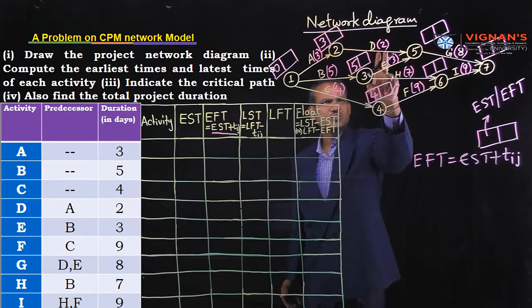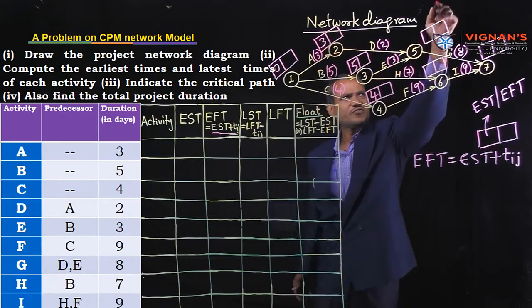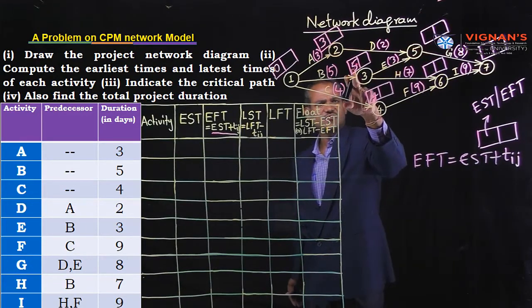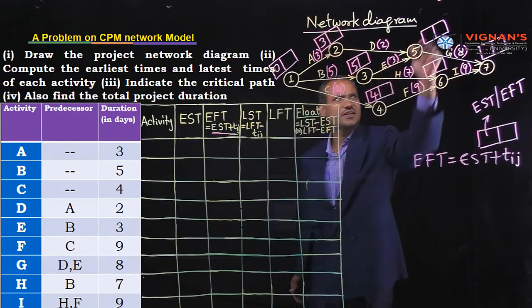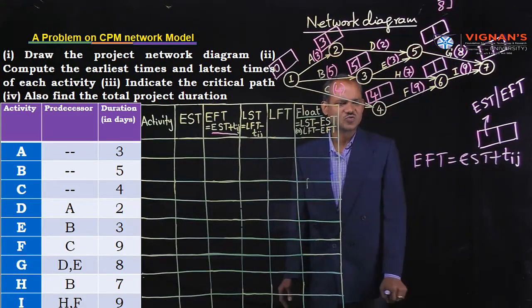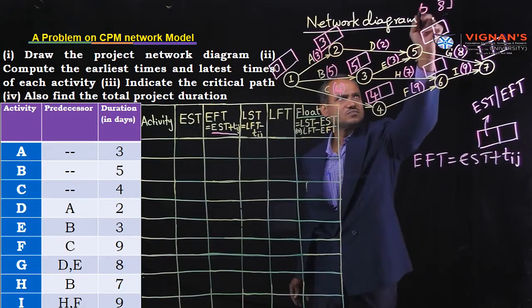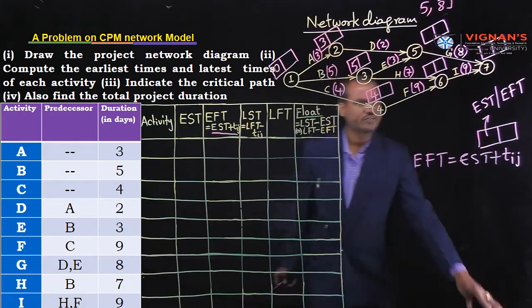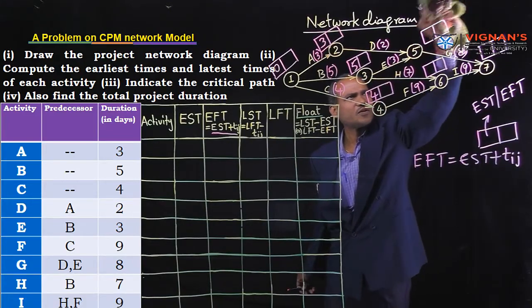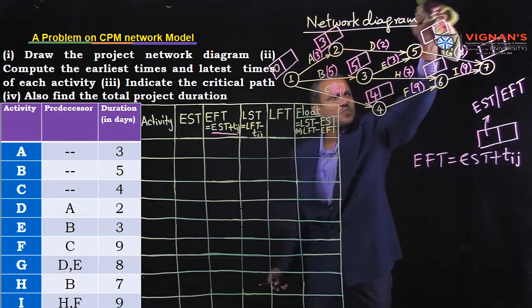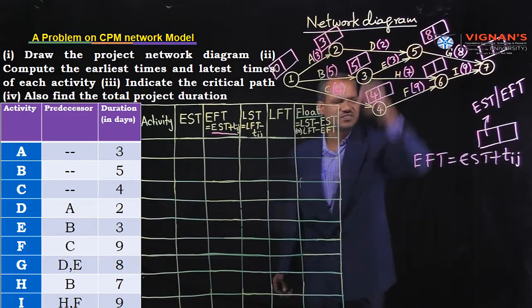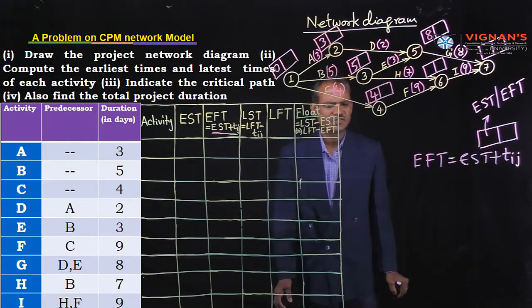Now 3 plus 2, 5. One way we are getting 5. Second way, observe, 5 plus 3, 8. Among 5 and 8, which one is the maximum? 8 is the maximum. Therefore, place 8 in that box.